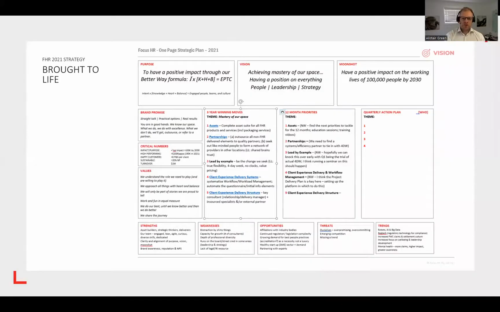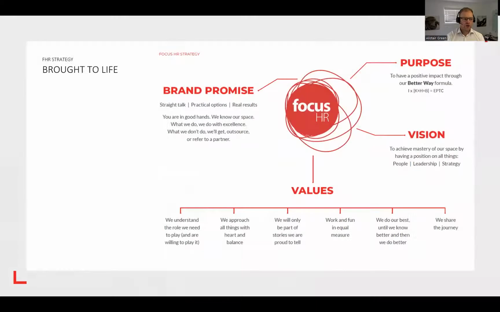Let me give you an example of our strategic plan. This is our strategic plan, and we renew the quarterly action every 90 days. And this is how we bring it to life. A3 sheets stuck on our walls, so we can look at it every single day.